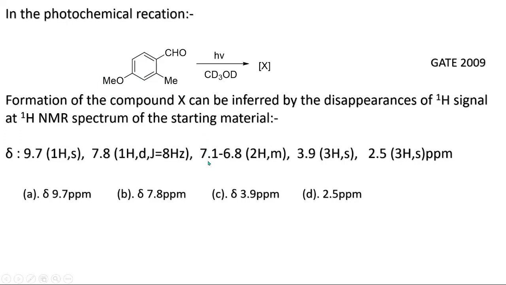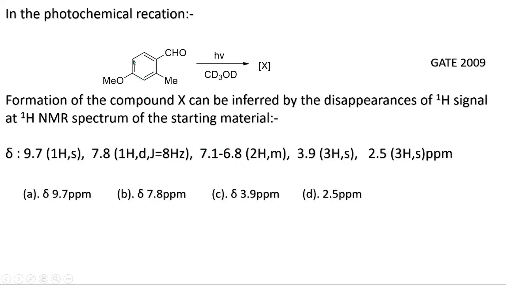So I have a doubt that they have given 7.1 and 6.8 as 2 hydrogen multiplets, but in this molecule there is no 2 hydrogen multiplet. But you can say this will be 1 hydrogen, doublet of doublet, and this will be 1 hydrogen doublet due to meta coupling. So they have not given that, but that much information is also not required to do this problem.